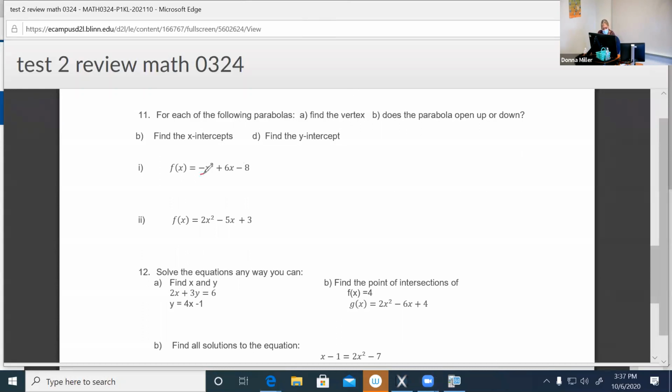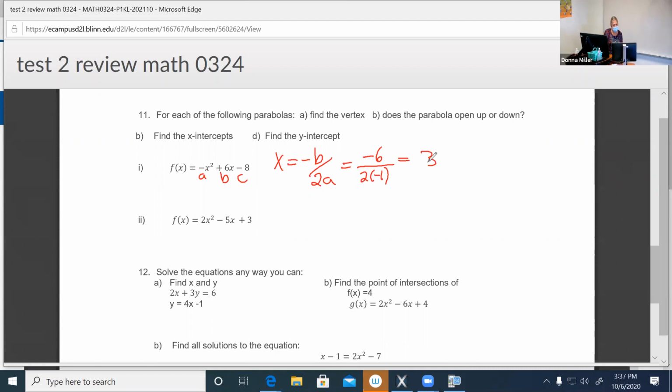Okay, so this is A, B, C. So the vertex happens at negative b over 2a. So I get negative 6 over 2 times negative 1, right? So I end up with negative 6 over negative 2. I'm going to end up with 3. So that's the x coordinate of the vertex.